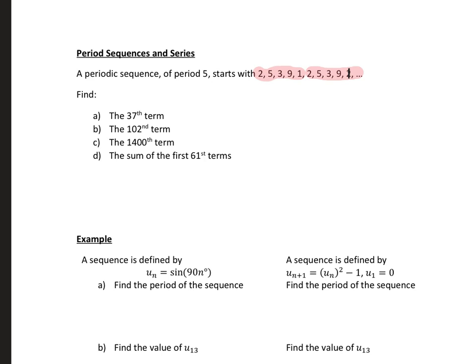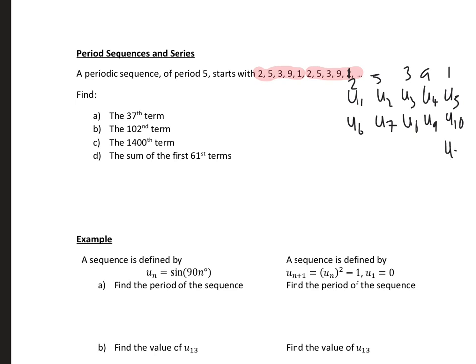So if I want to find the 37th term, well, if I think of the terms like this, U1, U2, U3, U4, U5. They're the numbers 2, 5, 3, 9, 1. So U6 would also be 2, U7 would also be 5, U8 would also be 3, U9 would also be 9, and U10 would also be 1. And if I want the 37th term, I need to think, where will 37 lie on this grid? Well, I'm not going to write all the numbers out to 37, but I am going to spot that this last column, look, is the multiples of 5.